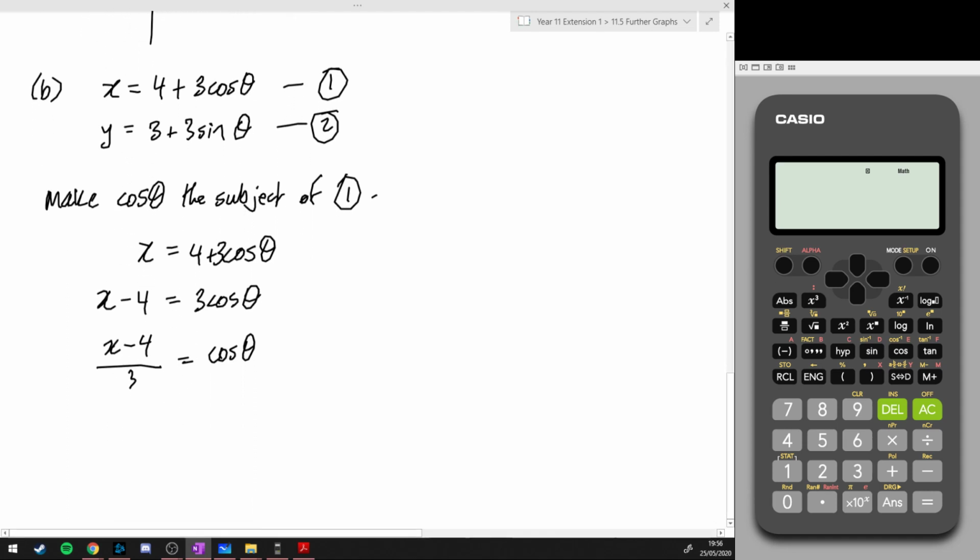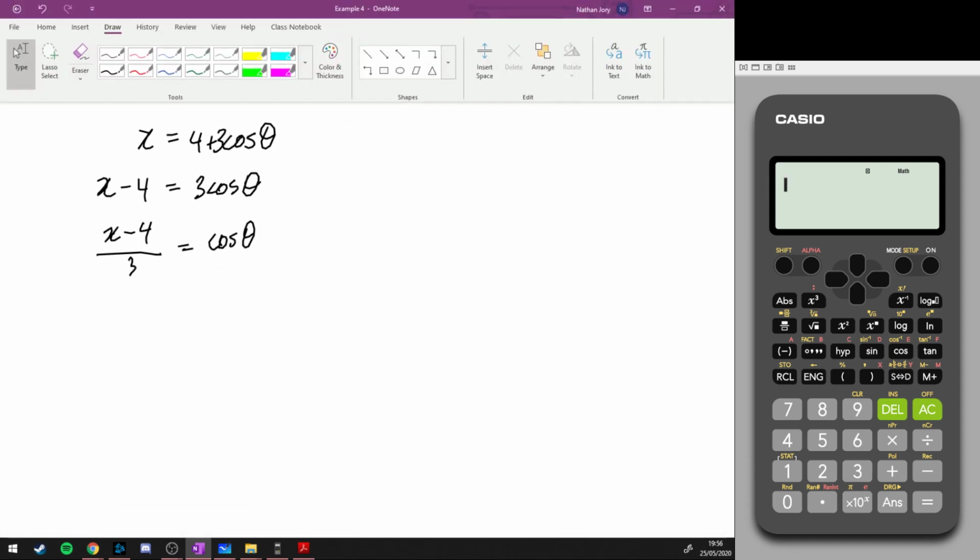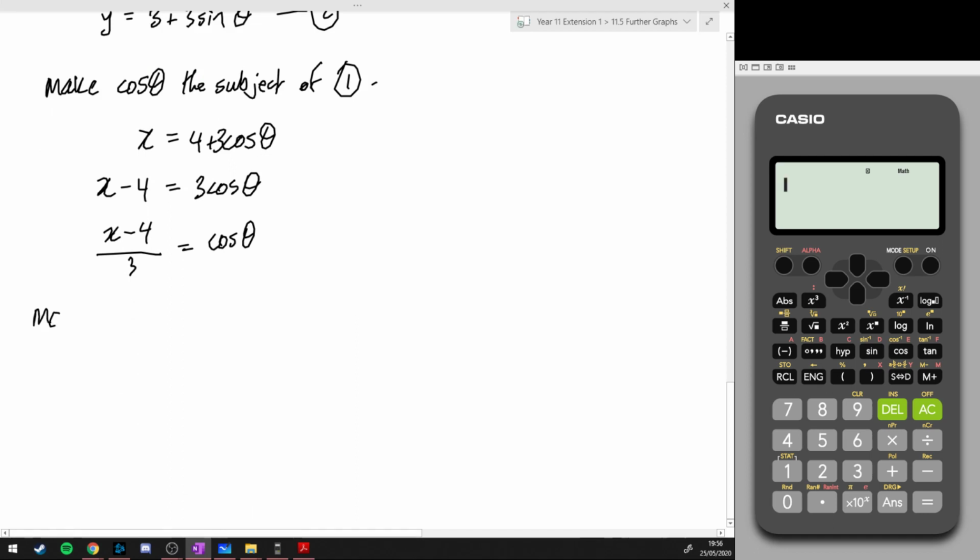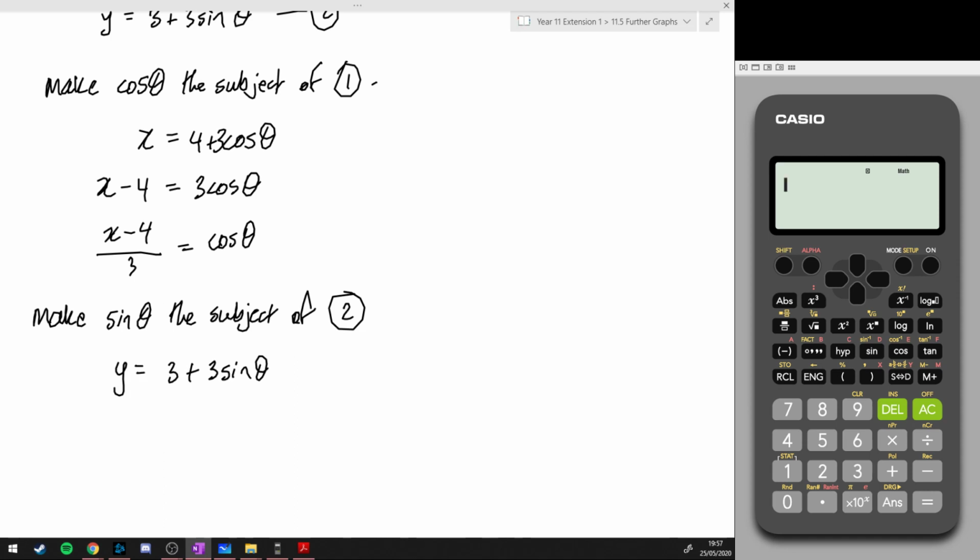Step 2, you could probably almost guess at this point what we're going to do. And if you guessed, make sine theta the subject of 2, then you are 100% correct. So y is equal to 3 plus 3 sine theta. Okay, so y minus 3 is equal to 3 sine theta, and so sine theta is equal to y minus 3 on 3.